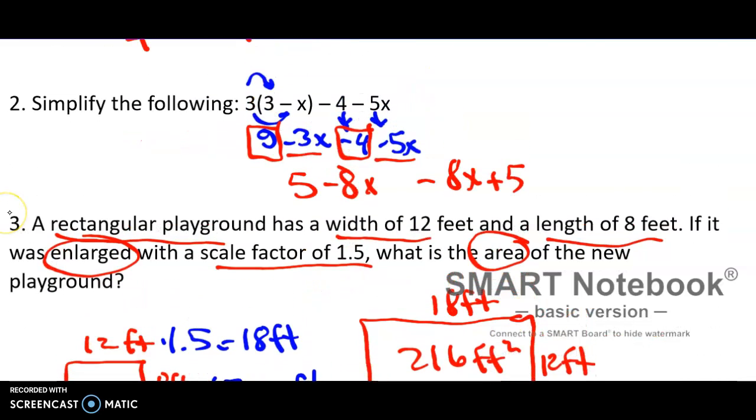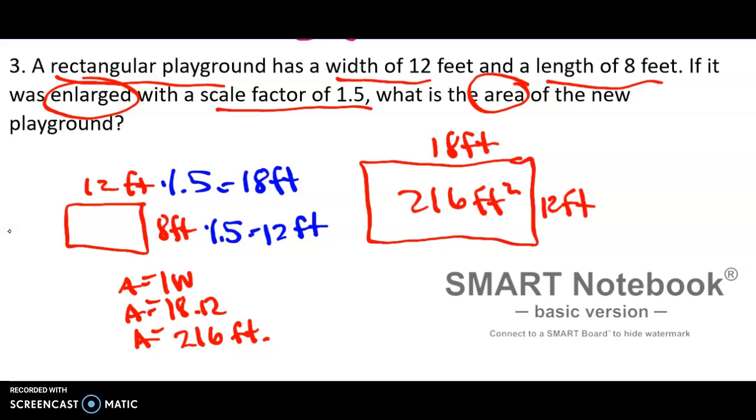Number two, simplify the following. You have distributive and combining. So if you combine your 3's, you get 9. That 3 times a negative is a negative 3x. Bring the negative 4, the negative 5x down. Take the 9 and the negative 4. You got more positives, that's going to give you 5. The negative 3 and the negative 5, just add them together and get negative 8x. You can also write negative 8x plus 5.